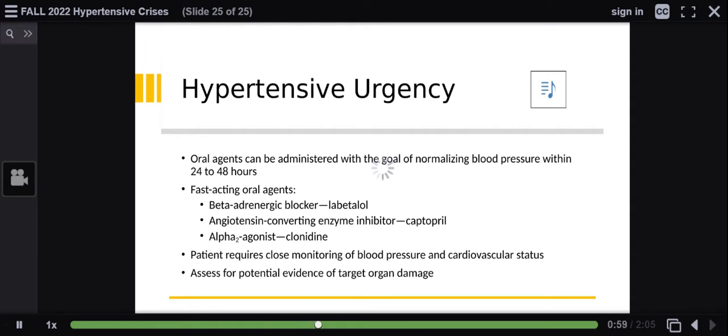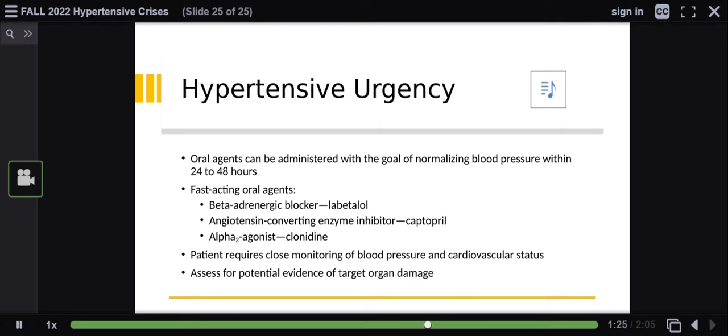Restarting antihypertensive medication therapy or increasing the dosage is the treatment for these patients with hypertension. Oral medications should be started within 24 to 48 hours. A lot of times we use beta blockers such as labetalol, which is also an alpha adrenergic blocker. We also use ACE inhibitors, or angiotensin converting enzyme inhibitors, such as captopril, and alpha-2 agonists such as clonidine.